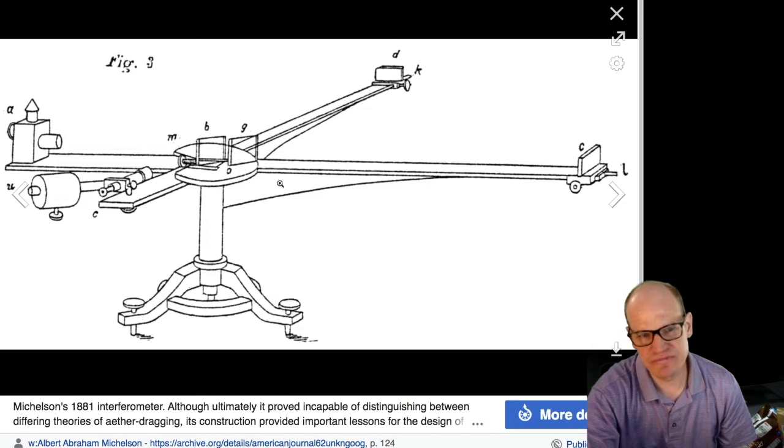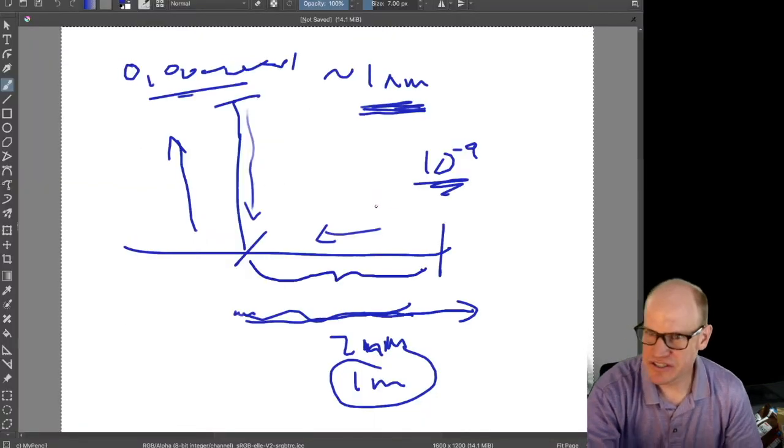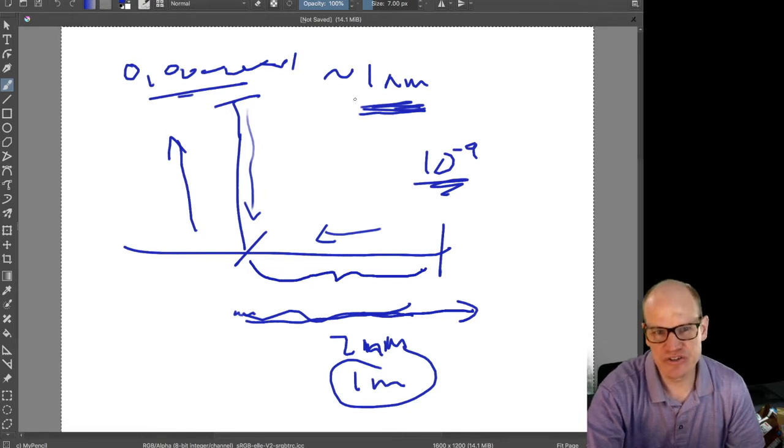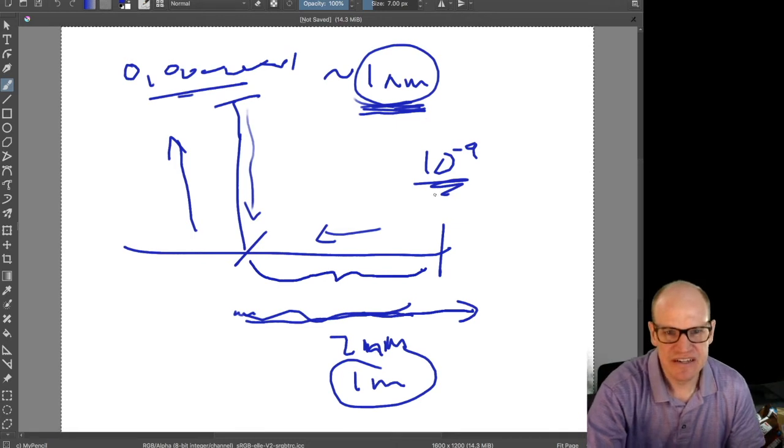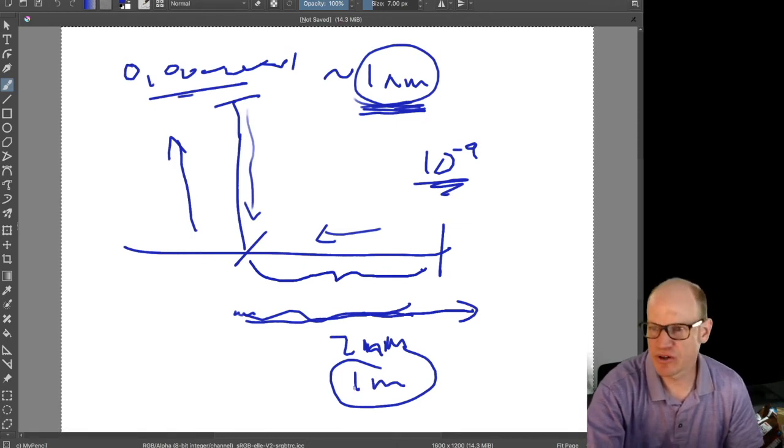This was when they first set the apparatus up to see how it worked, but it still wasn't long enough to give them the precision they needed. They couldn't do 1 nanometer. They could maybe do 100 nanometers or something like that. And so they needed to make an interferometer with larger arms.